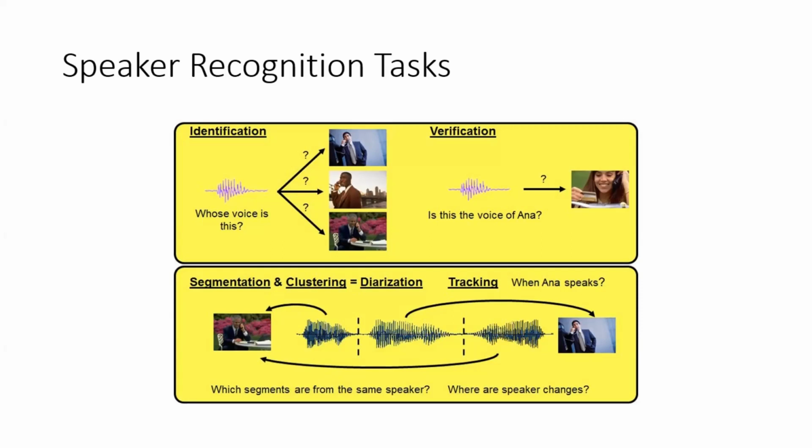So another important task is verification. The verification task is a binary classification task that says whether a given audio belongs to this person or not. The verification task is a part of our security system.